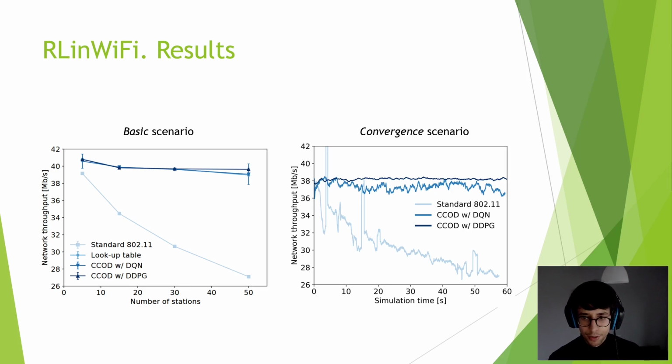And the graph on the right for the convergence scenario shows a run of a single experiment. Here, the number of stations steadily increases from 5 up to 50. While the performance of the standard approach is getting worse with every second and with each new joining station, the C-Code agent is able to maintain it at a steady level, constantly keeping the network throughput high. So, to sum up, replacing the medium access control with a DRL agent drastically improved both the performance and the stability of the network.